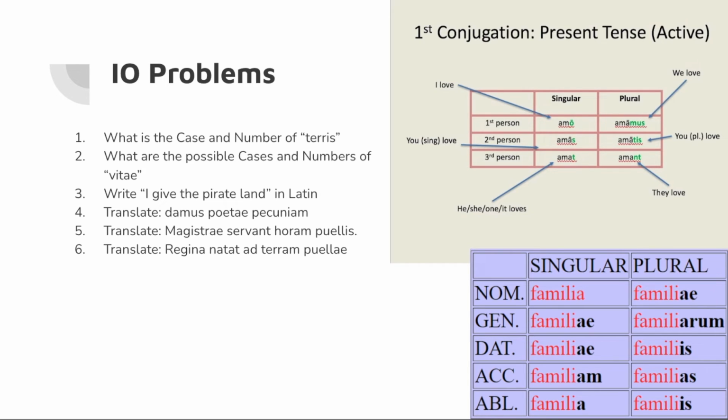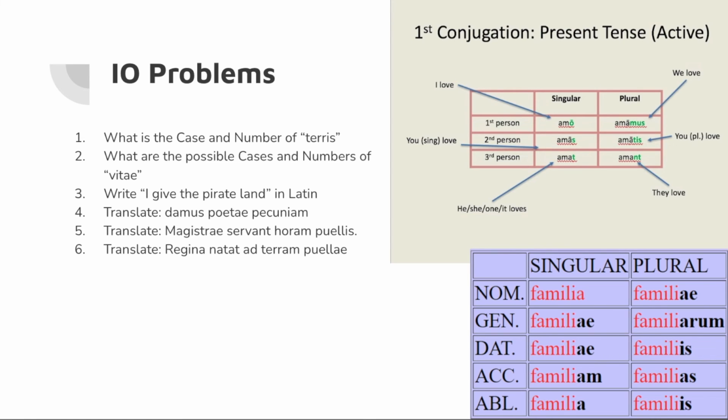Servant is the third person plural of servo, which means save. So it means they save. However, we already have a subject, so it's the teachers save. And horam is the accusative singular, so it's just the hour. So the teachers save the hour, and puellis is dative plural, and that's the indirect object of the sentence. So puella means girl, and puellis is plural, so it's girls. However, it's dative, so you can add to or for, so it'd be for the girls. So the teachers save the hour for the girls.